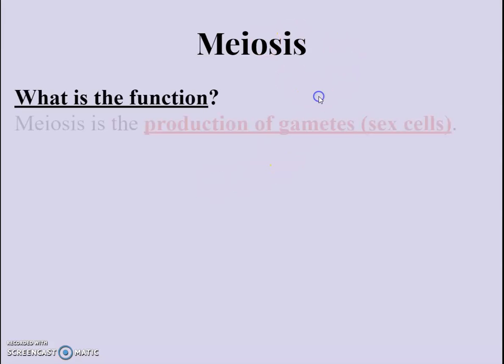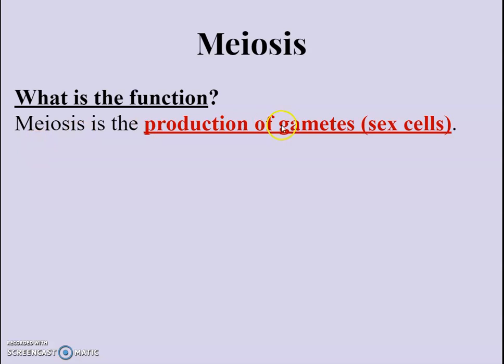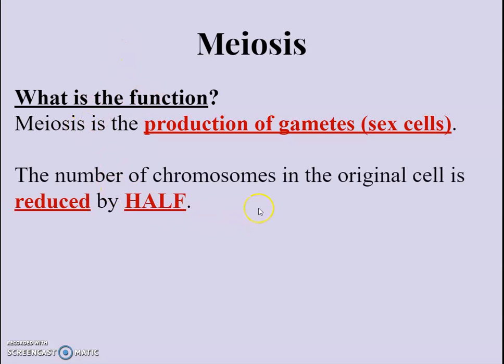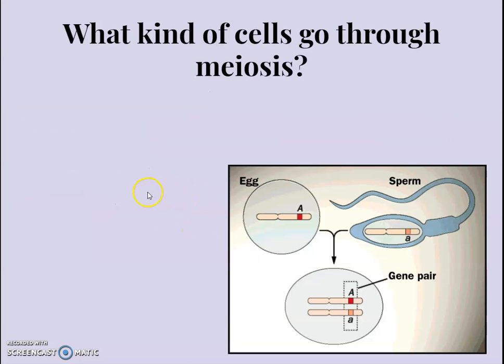So how does that relate to meiosis? Meiosis is the production of gametes, or sex cells. And so if we know that gametes are haploid and they end up with half of the DNA as a normal somatic cell, then we need to know the amount of chromosomes that are in those cells. So once again, meiosis is the production of gametes. The number of chromosomes in the original cell is going to be reduced by half for the gametes.